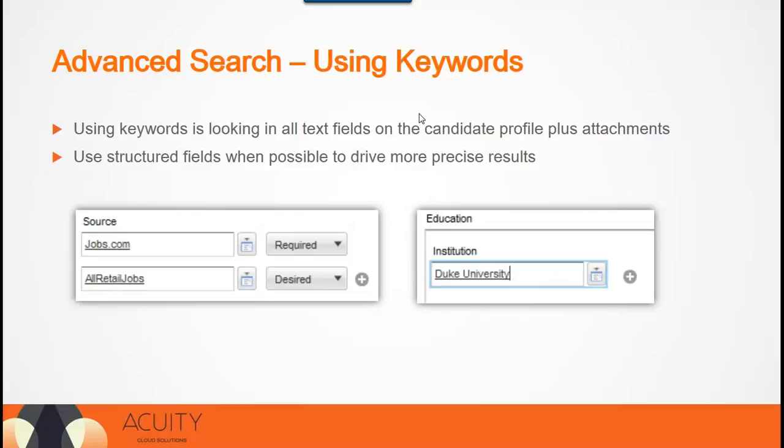As an example, you see here, if I have just typed in the keyword jobs.com, it could be my source, it could be a place that I've worked, or related to a reference or any type of thing. Or with Duke University, for example, your candidate may have worked at Duke, may have gone to school at Duke, or had a reference from Duke. If you really want to identify someone that actually went to school at Duke University, it's best to use the structured fields to get the exact result rather than just anywhere in the profile or attachment.